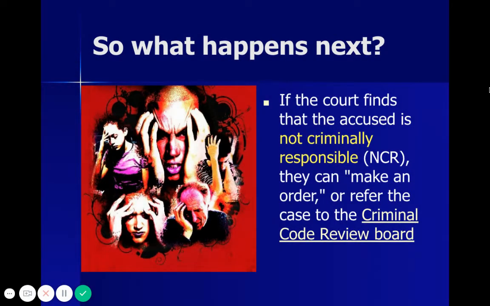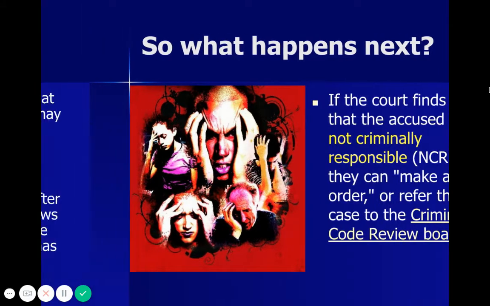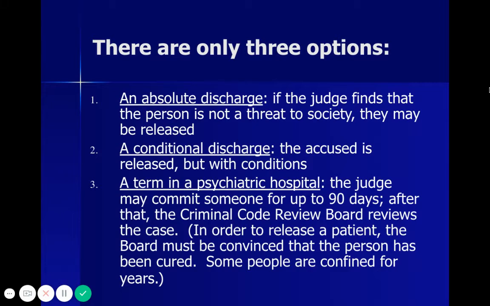So what happens if somebody successfully raises the defense of insane automatism? Well, we have a policy in this country that if somebody is guilty of a crime, if they had the mens rea and the actus reus, they go to prison. But if they're found not criminally responsible, well, we don't send them to prison. We send their case to a place called the Criminal Code Review Board. And once there, three options can be considered.